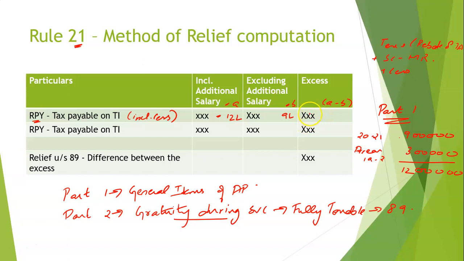Next, go to the previous year for which you received this advance payment. So in this example, we received it for 1920. So this is not the relevant previous year. This is the previous year for the additional payment. So let's make it APPY. So instead of RPY, I'm just writing APPY: additional payment's previous year.